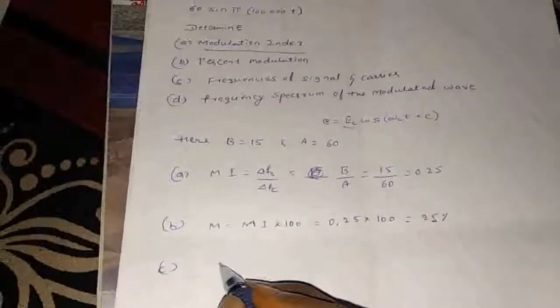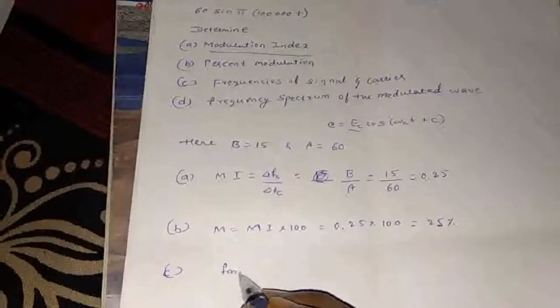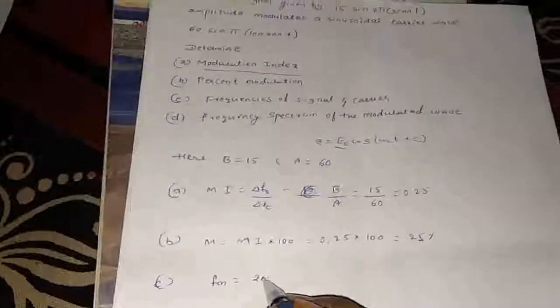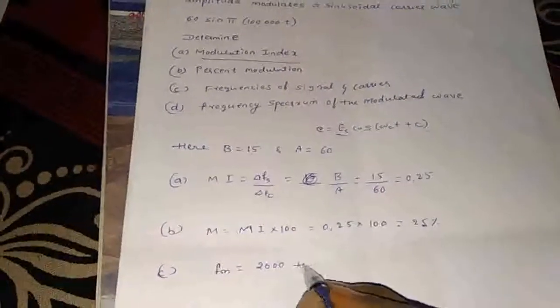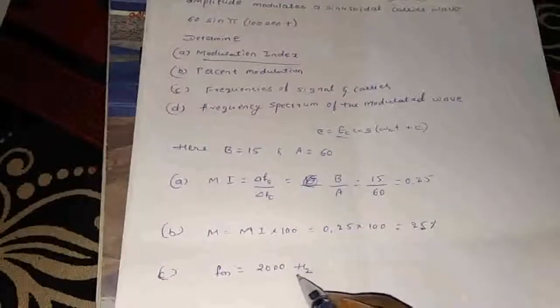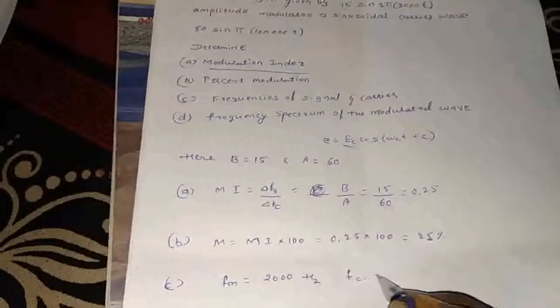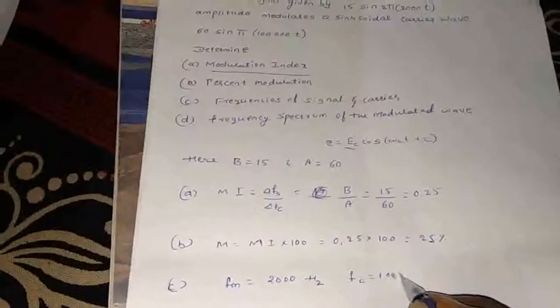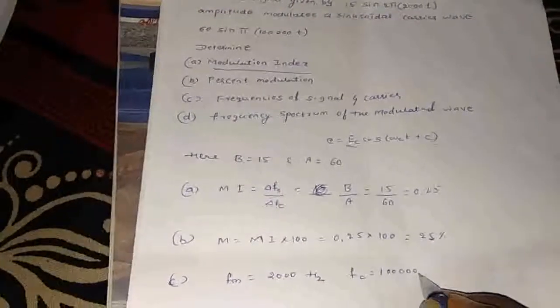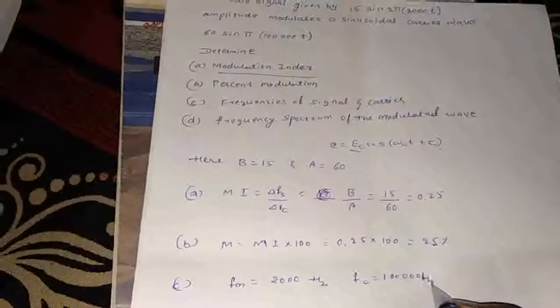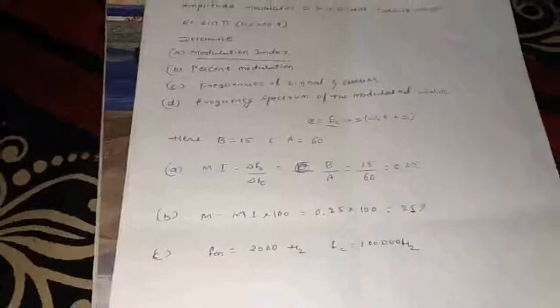And the third one, frequency of signal. The frequency of the signal is fm, equal to, from the equation, 2000 hertz by inspection of the given equations. And the second one, fc is equal to 1 lakh hertz by inspection of the given equations.